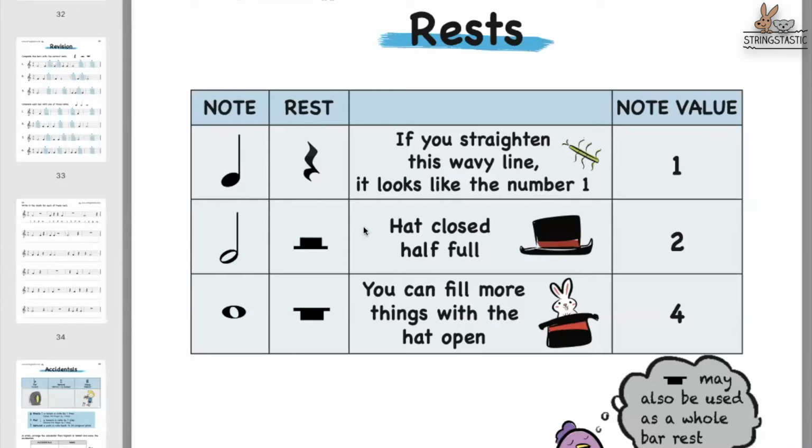So I'm going to take an example from my level 1 Stringstastic books for violin, viola, and cello, which are also available on the graded series and the mini series. And let's look at the first rest, the squiggle. Now the squiggle, I like to use props for this one. I'm going to use a pipe cleaner. Now this squiggle, I'm going to change it into the shape of the crotchet rest or quarter note rest.